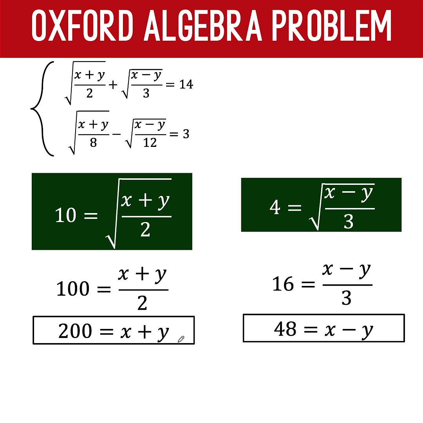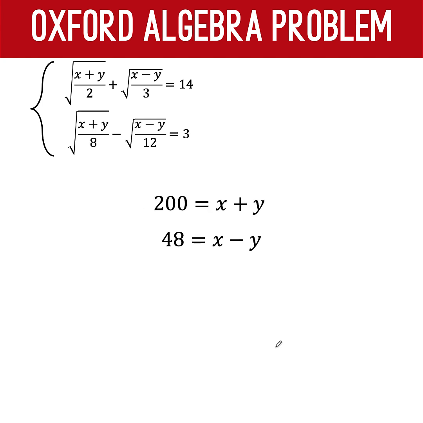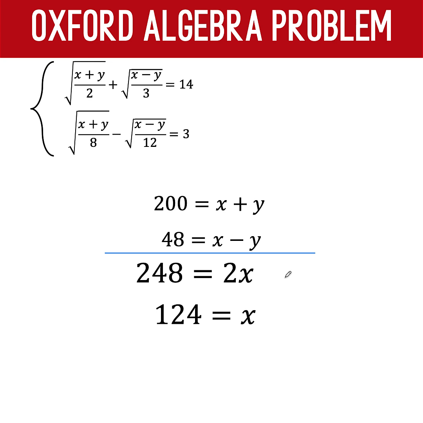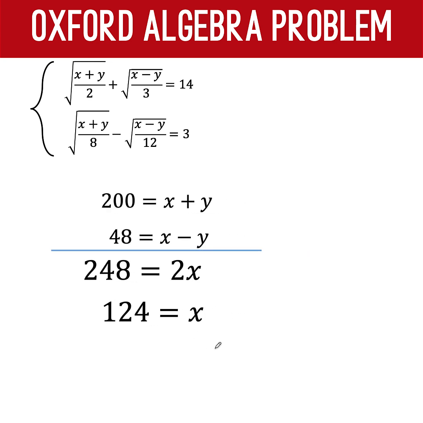Again, we have here a system of equations in two unknowns that we can solve by the elimination method. So we add these two equations to arrive at 200 plus 48 equals 248, x plus x is 2x, y plus negative y is 0, so we did not write the variable y anymore. And solving for x is 248 over 2, or x is equal to 124.